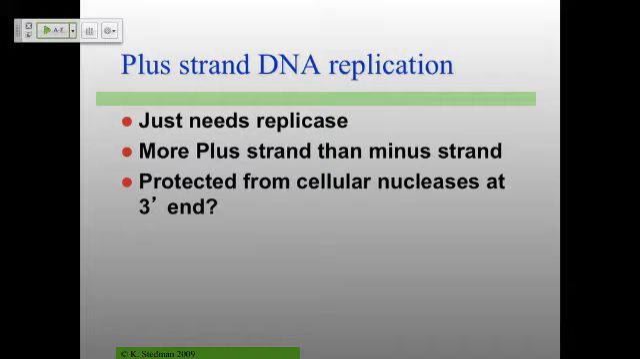Again, it's not terribly surprising because you need all these cellular proteins in order to be making the negative strand. Positive strand, once you've made that negative strand, you can make multiple copies of it. Is it protected from cellular nucleases? Again, problems with ends are not just replicating them, but also lots of exonucleases inside the cells. It's not entirely clear how this is actually functioning, but it does seem to be protected from nucleases. Again, it's not entirely clear why or how that's actually happening.